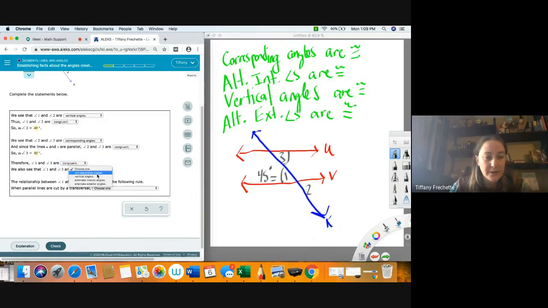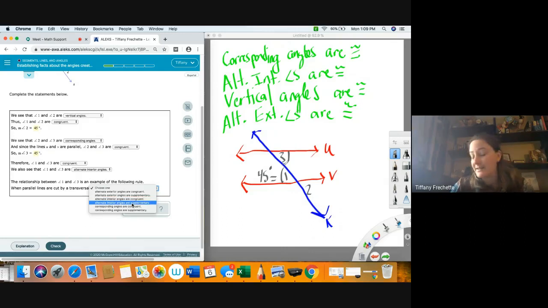So, I already clicked congruent. So these are alternate interior angles. So the relationship between 1 and 3 is an example of the following rule. When parallel lines are cut by a transversal, we know they're alternate interior angles. We just have to choose the correct one. It says alternate interior angles are congruent. That's true. The other option is that they are supplementary. That is never true. Alternate interior angles are always congruent. Check.